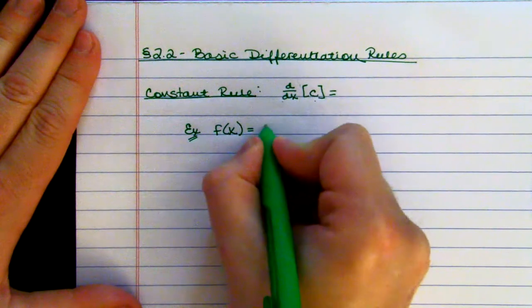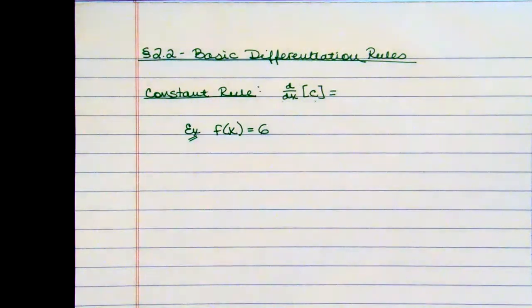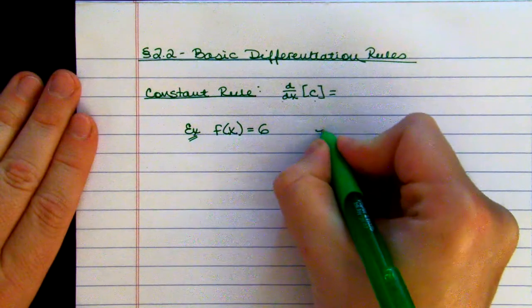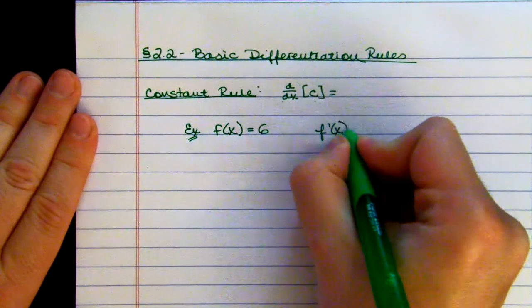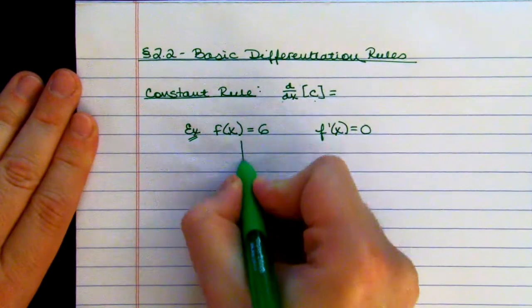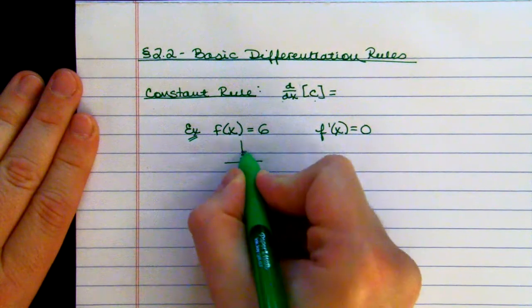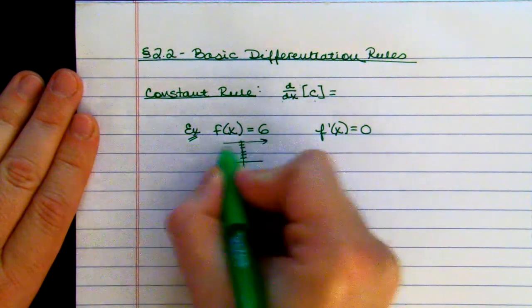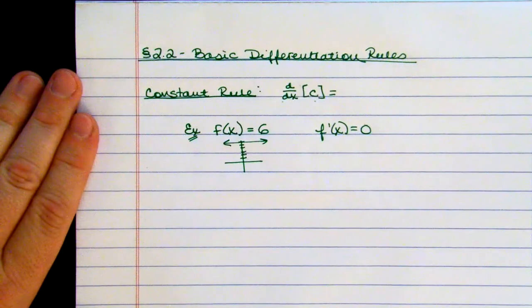Let's say I have the function f of x equals 6, or y equals 6. y equals 6, that's a horizontal line. What's the slope, the derivative, of any horizontal line? Hopefully, you said 0. f of x equals 6 is just a horizontal line like that. I think the slope everywhere of that thing is 0.